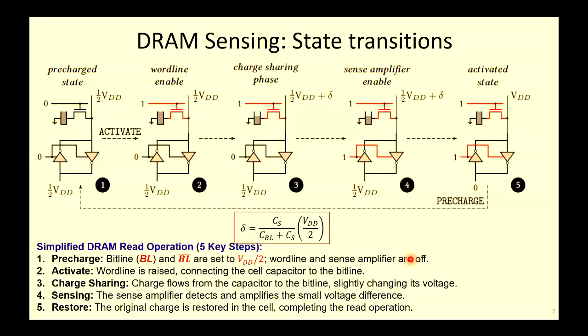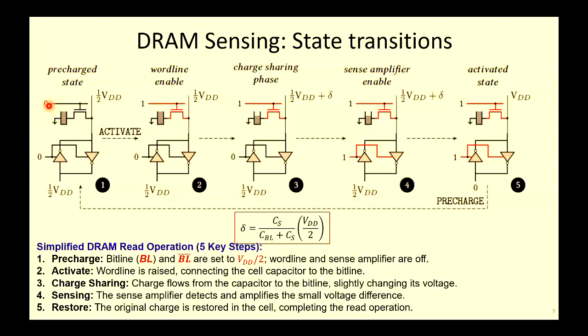Before going to computation, this is important to understand because this is what we'll be using for computing as well. So for the state transition during sensing, you start with this pre-charged state. This is step number 1 when you read data from an array. I'm showing only one cell, but you understand that in a given row, there are 4K bytes, for example, connected in parallel. So this is your one row.